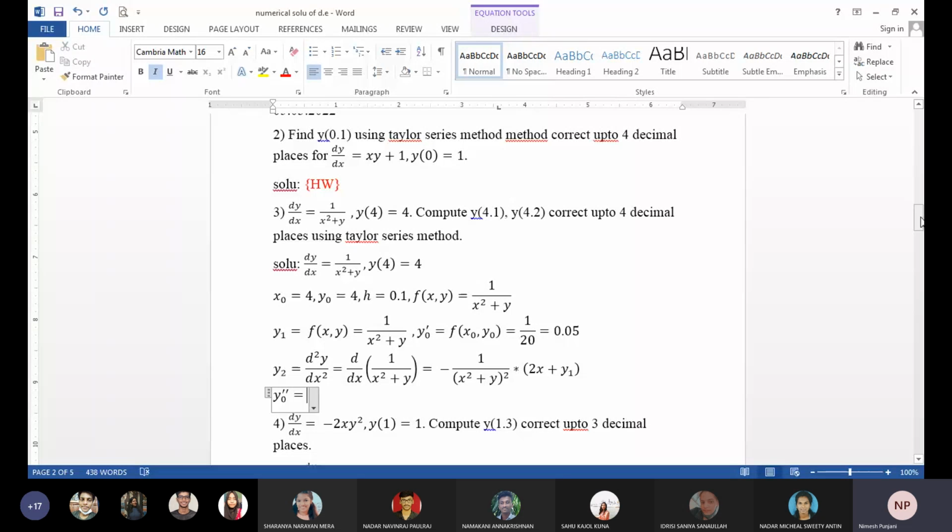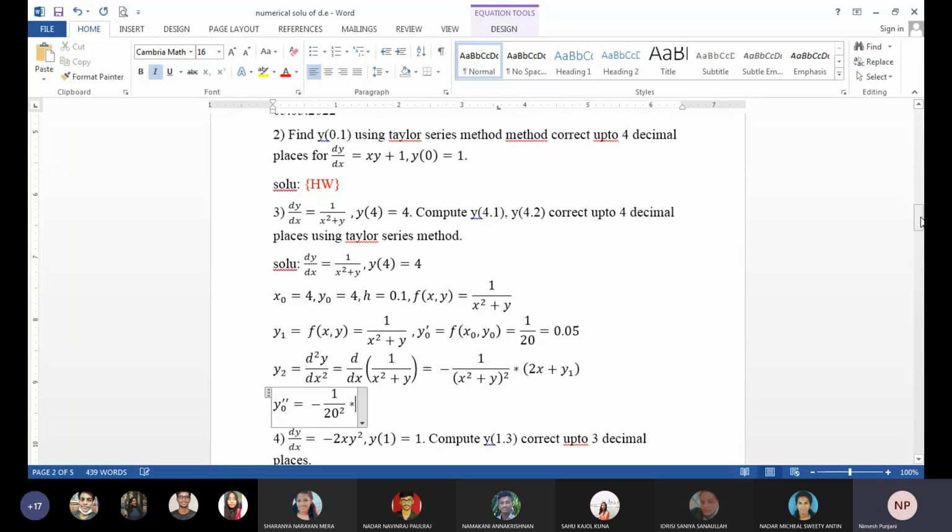Now if I substitute, so this will give me 1 divided by 20 का square, right? X square plus y is 20, so 1 divided by 20 का square multiplied by 2 into 4 plus y1, so y1 is 0.05. y1 at x equals to x0 is nothing but y0 dash, right? तो इसका आंसर क्या मिलेगा मेरे को?